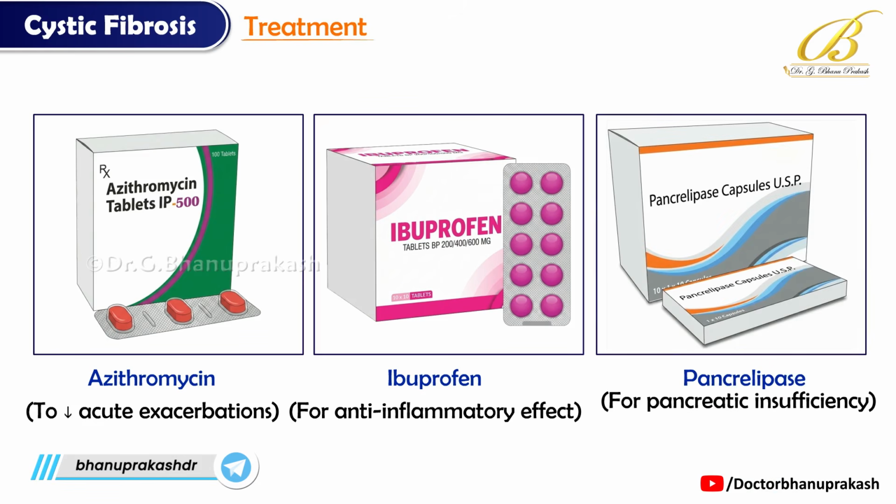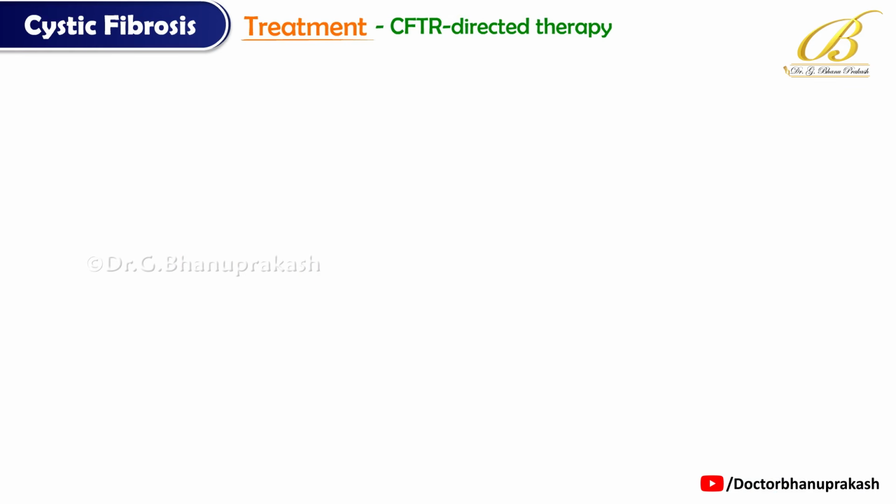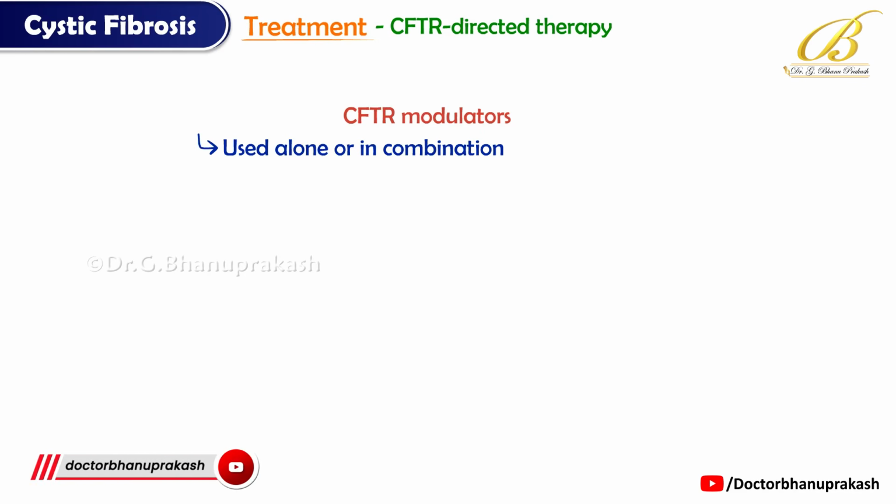For pancreatic insufficiency, treat with pancreatic enzyme replacement, such as pancrelipase. Finally, CFTR-directed therapy. CFTR modulators are used alone or in combination, and their effectiveness depends on the specific mutation.